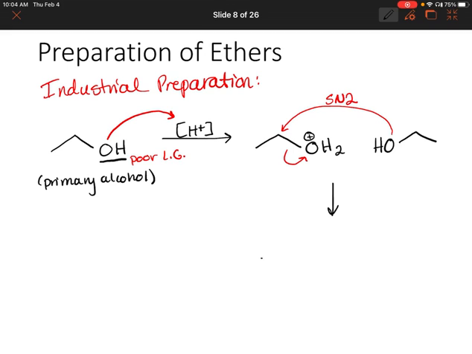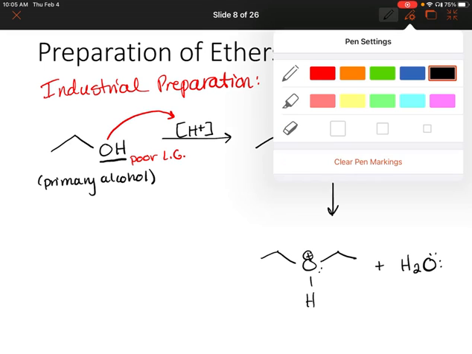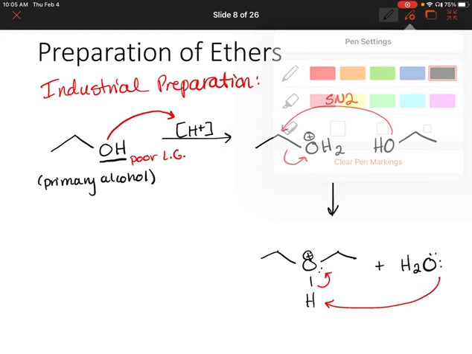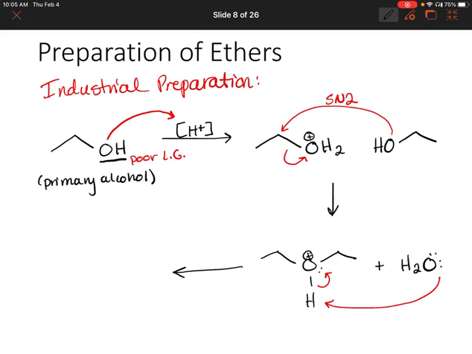And we're going to end up with something that looks like diethyl ether, but we haven't quite finished yet. We need to deprotonate that oxygen, so we'll just use something like water. Okay, and then we have diethyl ether plus an acid. So actually the acid regenerated from the first step, so it acts as a catalyst.